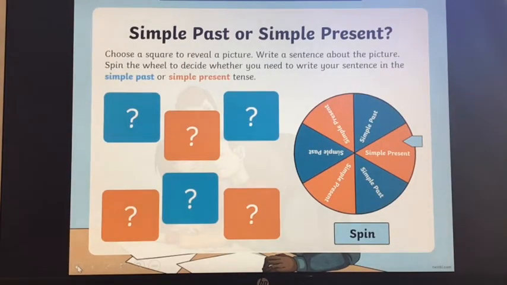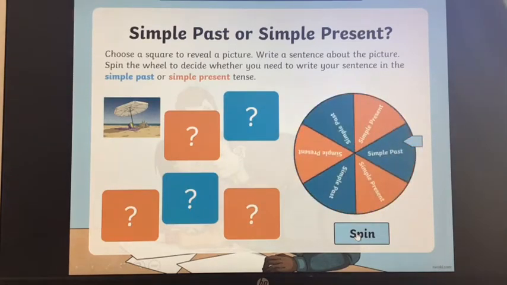You need your imagination for this. I'm going to click on a picture. Let's try this one. And I'm then going to spin the wheel. Oh, and it's landed on simple past. So can you write a sentence using the past tense about this picture? My sentence might be, last summer I visited the beach in Norfolk. Off you go. Stop the video.